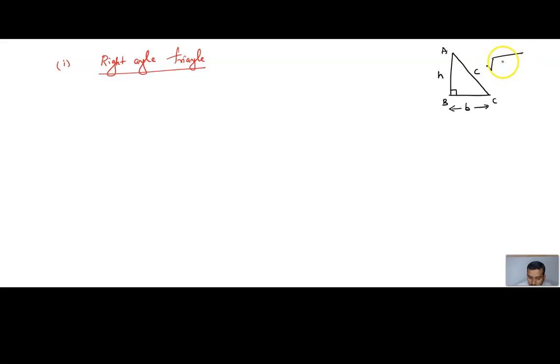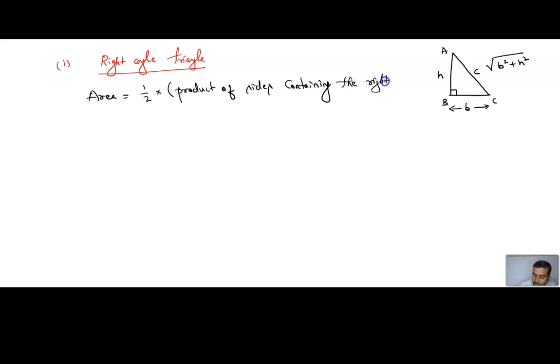The value of AC, if you want to find, is root of B square plus H square. Got it? So that is the right angle triangle formula. If you want to find the area of the right angle triangle, then we use the formula half into product of sides containing the right angle. That's nothing but area equals half into B into H.